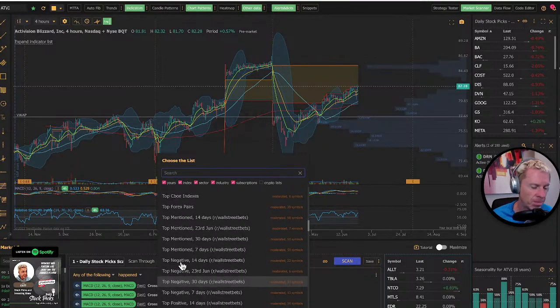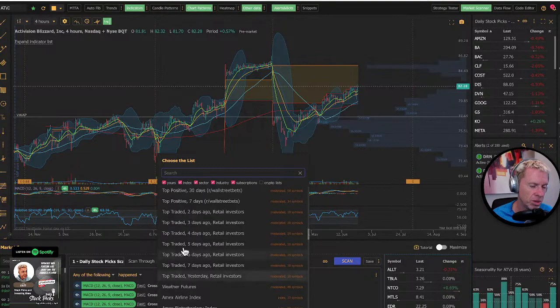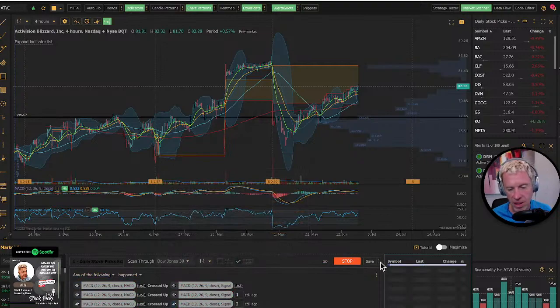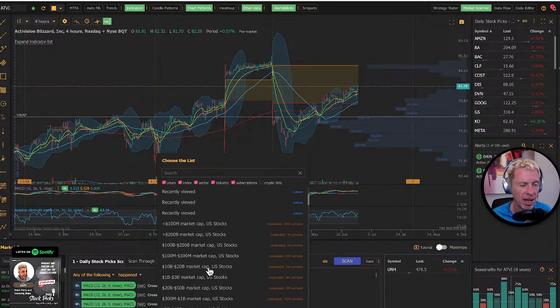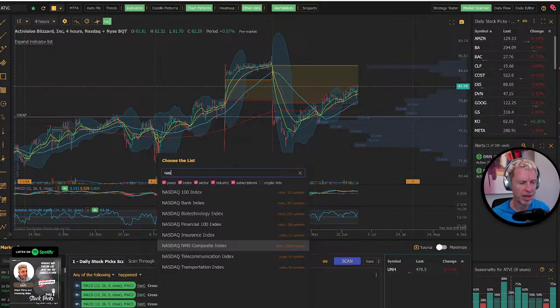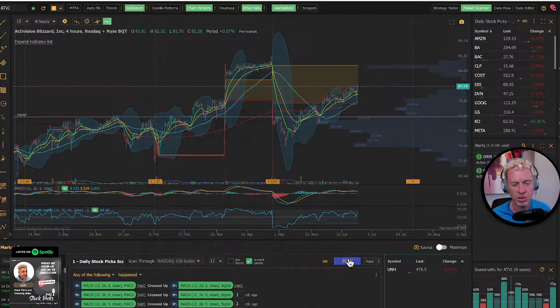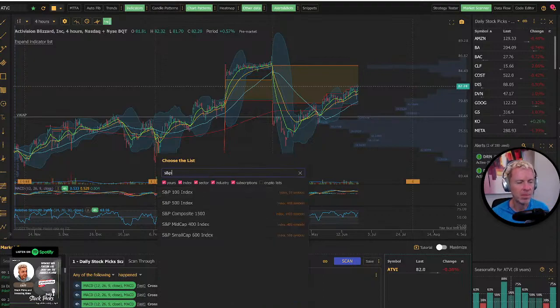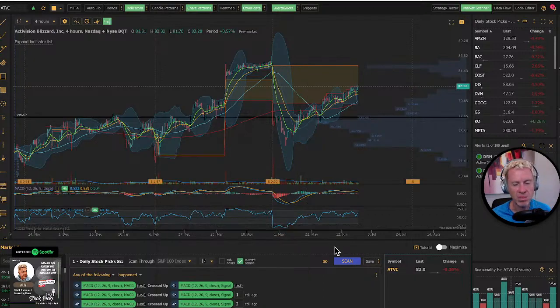Let's look at the Dow. UNH, only one. Let's look at NASDAQ. We're going to just type it in rather than scroll all the way down. ATVI is the only one. Let's look at S&P. We'll look at the S&P 100. UNH. So I've got two scans, UNH and ATVI.